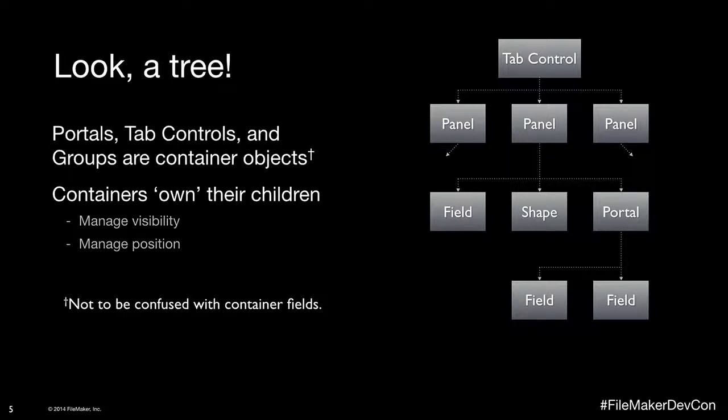So in this diagram here, you can kind of see my example. I have a tab control. Tab controls contain panels. Panels can contain whatever they want. So when I'm talking about container object, what I mean is the container manages the visibility of its children, and they also manage the position. So if you move around an object, it'll move around all the children with it. These are not to be confused with container fields. That's a different session. I'll leave that to someone else. When you hear me say container, I'm talking about objects that have other objects inside of them.